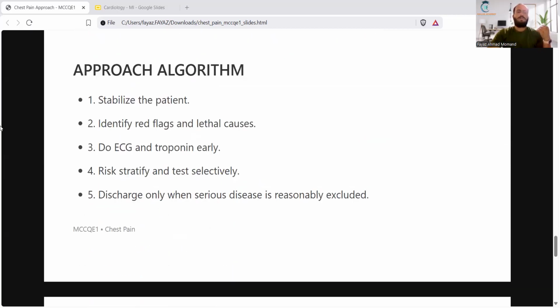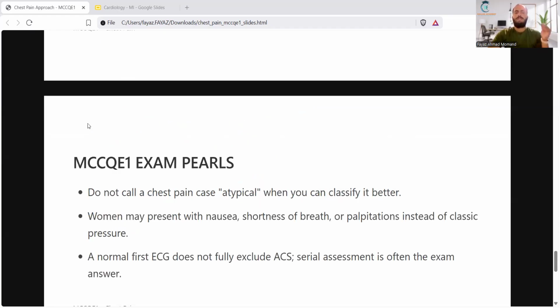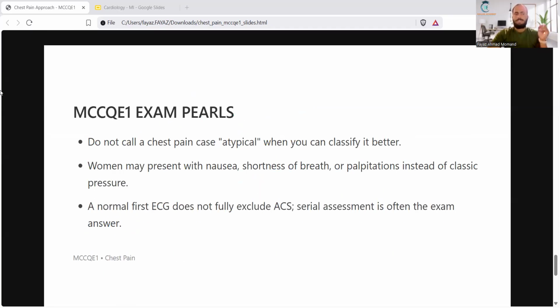Now, how do we approach a patient with chest pain? First, stabilize them. Red flags, ECG and troponin early. Do their TIMI score, HEART score. Those are the scores that we use for finding out if the patient is high risk for cardiac disease or low risk. And discharge once you exclude serious conditions like acute coronary syndrome, dissection, etc. For NCCQE1, remember, do not call chest pain atypical. There are better classifications that can be used.